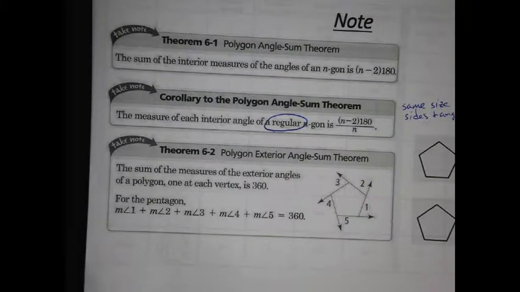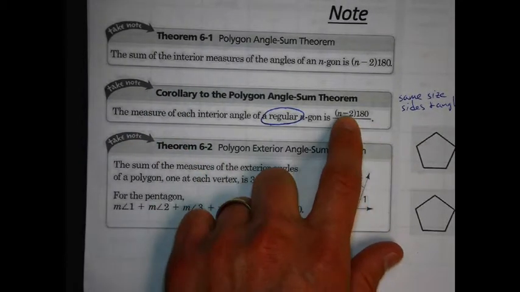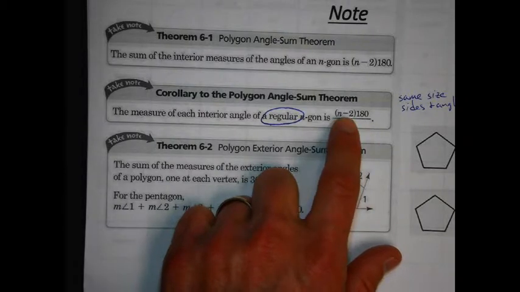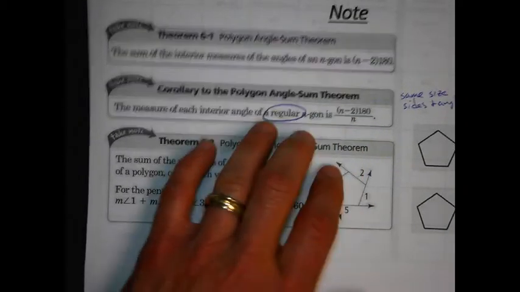So we learned about that. The measure of each interior angle of a regular n-gon is the total amount of interior angle degrees, divided by the number of sides. And it has to be regular because that means the sides are the same size.